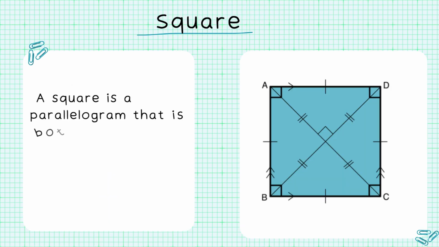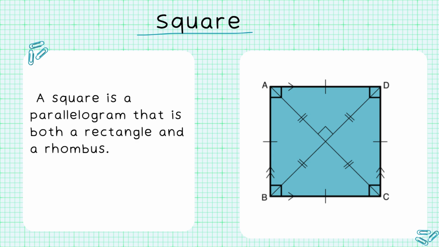A square is a parallelogram that is both a rectangle and a rhombus. First, it is a parallelogram because the opposite sides are parallel, the opposite angles are equal, and the opposite sides are equal. Also, the diagonals bisect each other.